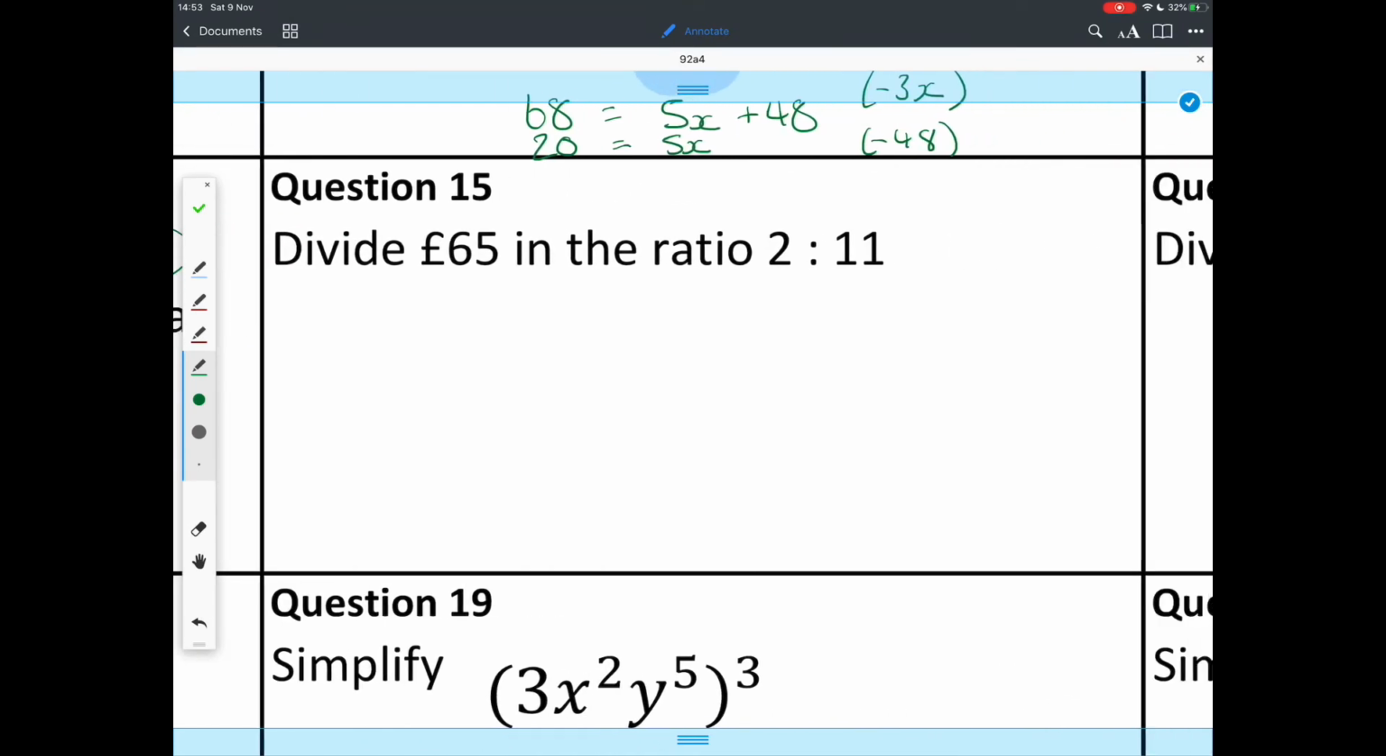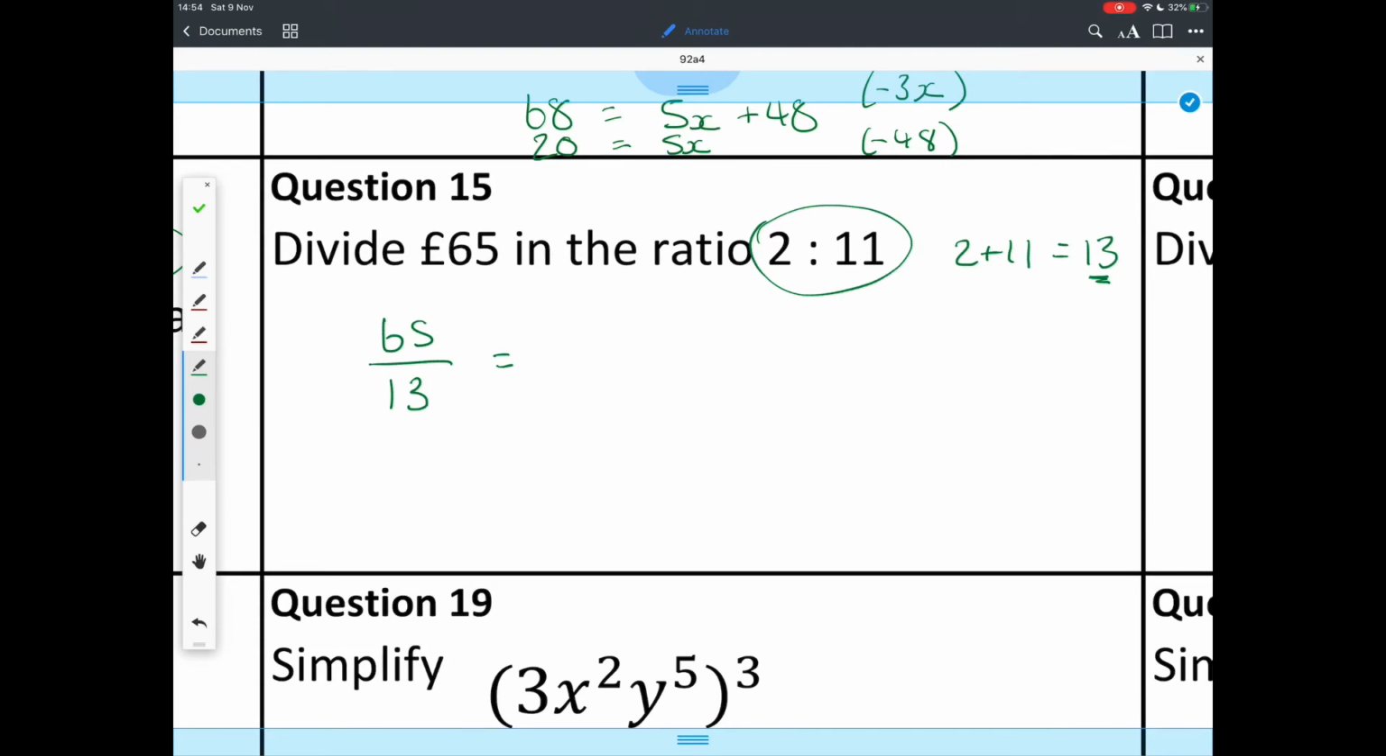Question 15. Divide an amount into a ratio. So the first thing I need to do, I need to add these together, okay? 2 add 11 equals 13. So I've got 13 parts now. So I'm going to say 65 divided by 13. And that will tell me the value of each part.